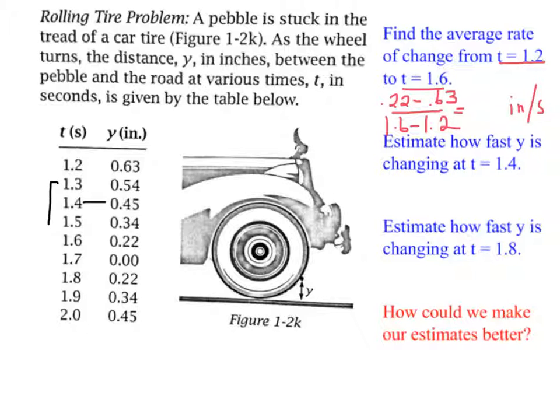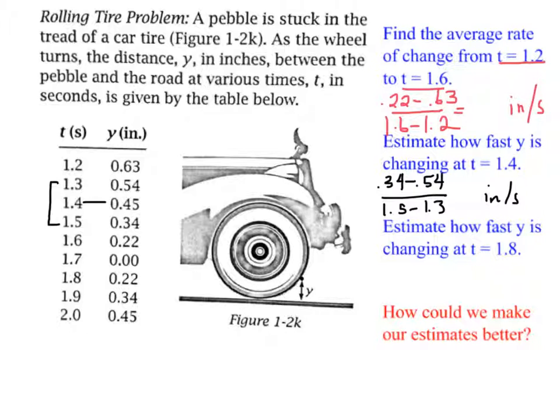I'm going to pick the 2 spots on either side, and I'm going to do change in y over change in x. And again, it will be inches per second. So if you're looking at this and saying, well, isn't that an average rate of change? It is. I'm estimating the instantaneous by simply using a small interval to get the average.